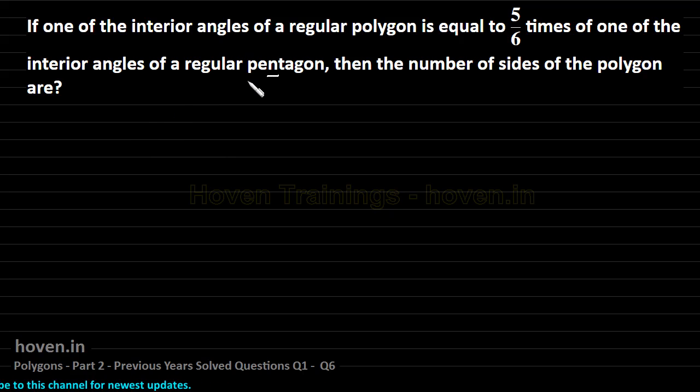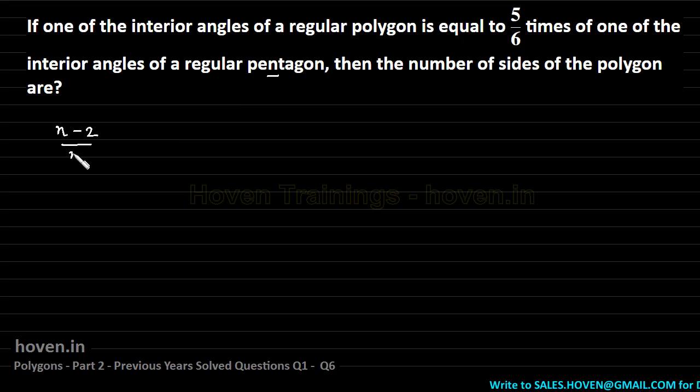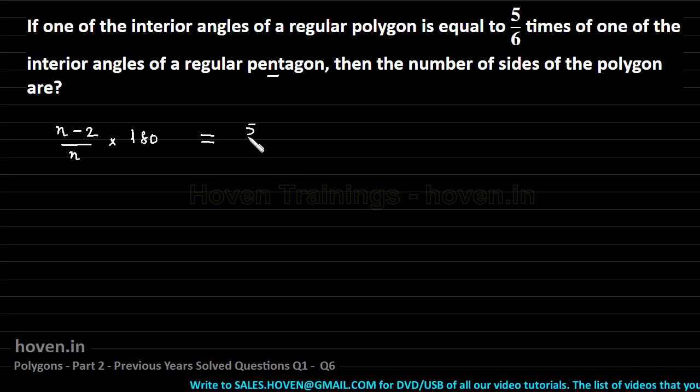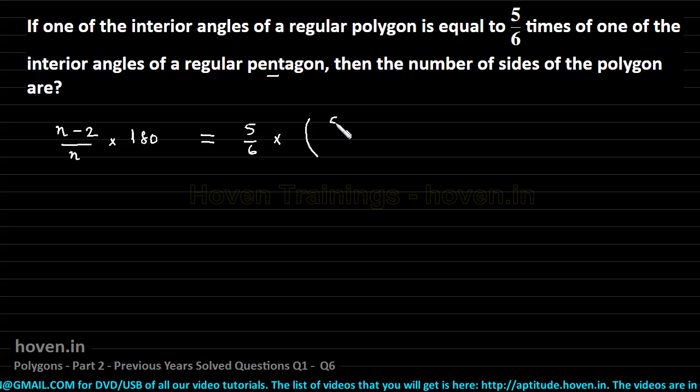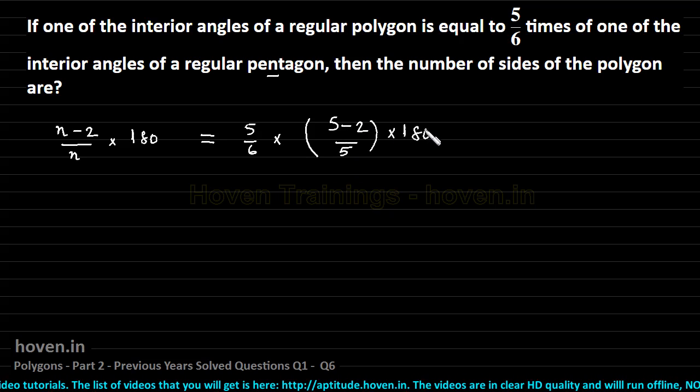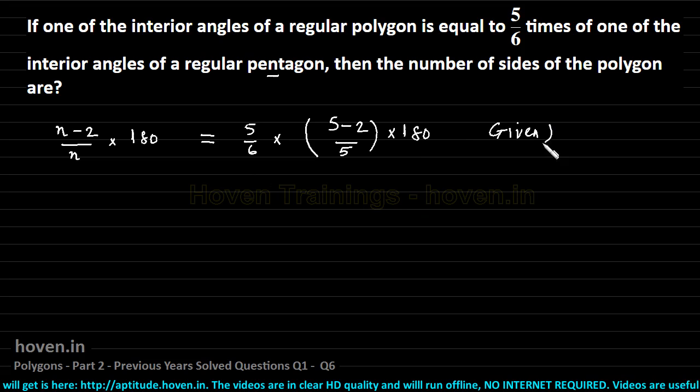Let the number of sides of that regular polygon be n, then the interior angle of that polygon would be (n minus 2) by n into 180. This is each interior angle of the regular polygon. It has been given equal to 5 by 6 times each interior angle of a pentagon. A pentagon is known to have 5 sides, so it is (5 minus 2) by 5 into 180 degrees. This is what is given to us.